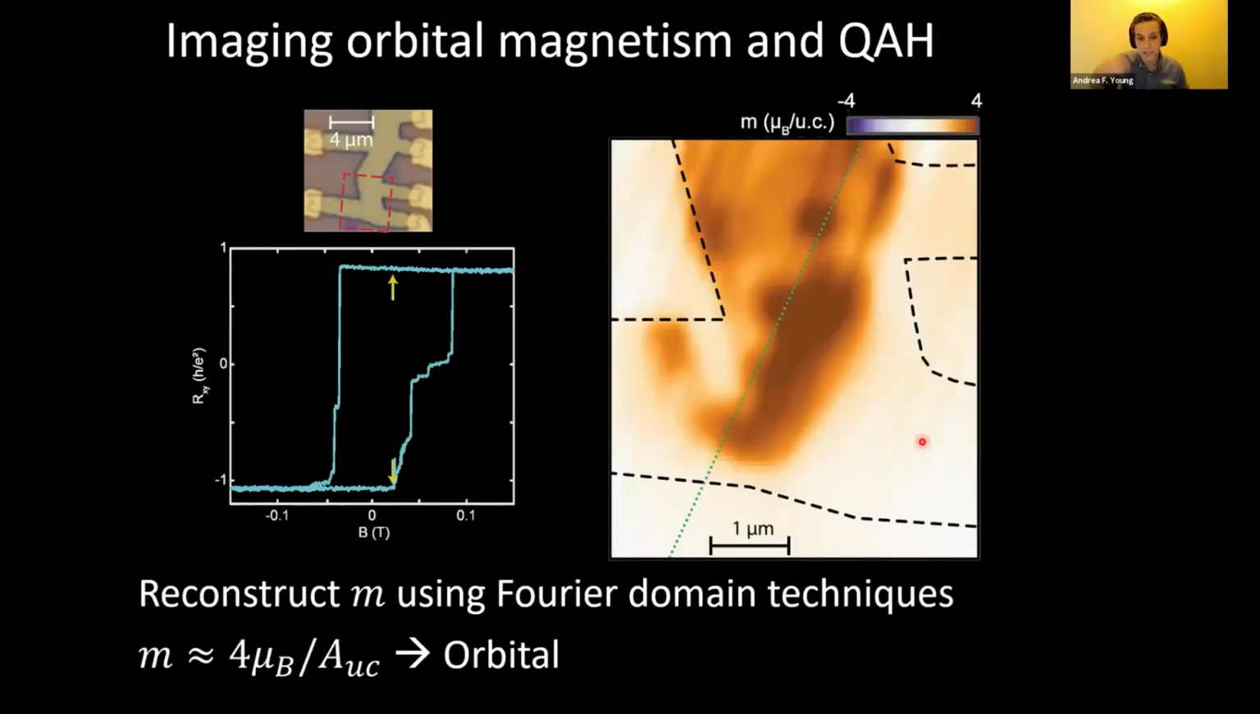And in fact, using standard Fourier domain techniques, you can actually just calculate this magnetization, and you find that indeed the magnetization is relatively large. It's larger than what you could get from spin. This only has effectively one hole per superlattice unit cell, but we find a magnetization of 4 Bohr magnetons per unit cell. So that moment has to come from somewhere. Most likely it's entirely an orbital moment, but at the very least it's 75% orbital moment. So that seems to check out.